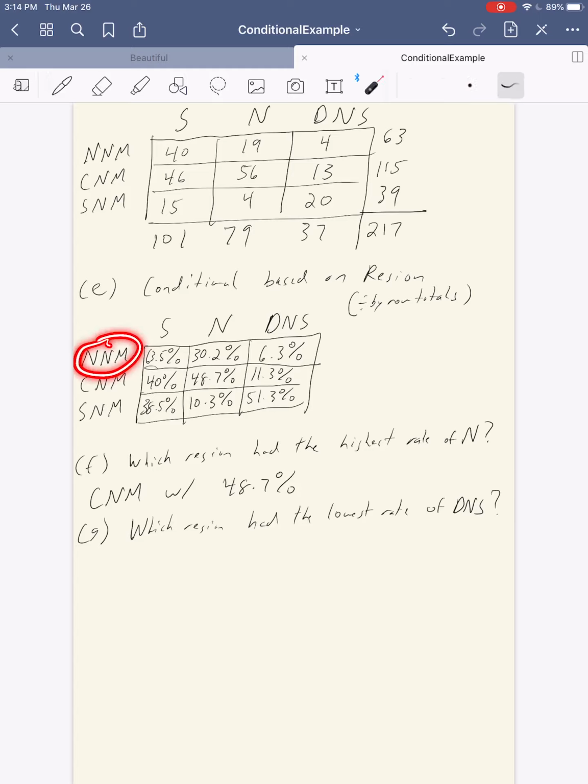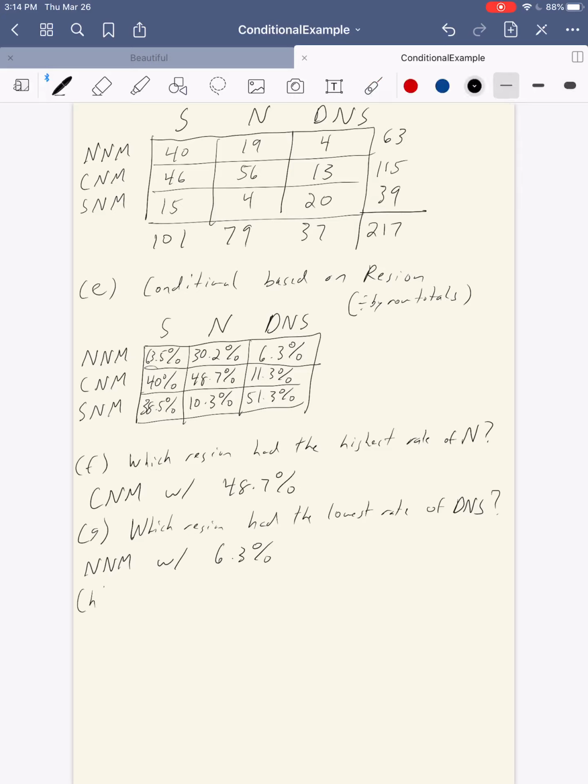For northern New Mexico, their rate of not supporting was 6.3%. For central New Mexico, it was 11.3%. And for southern New Mexico, it was 51.3%. Since we're looking for the lowest rate, it would be northern New Mexico with that 6.3. So we'd say northern New Mexico with 6.3%. So only 6.3% of people in northern New Mexico say that they do not support this legalization.